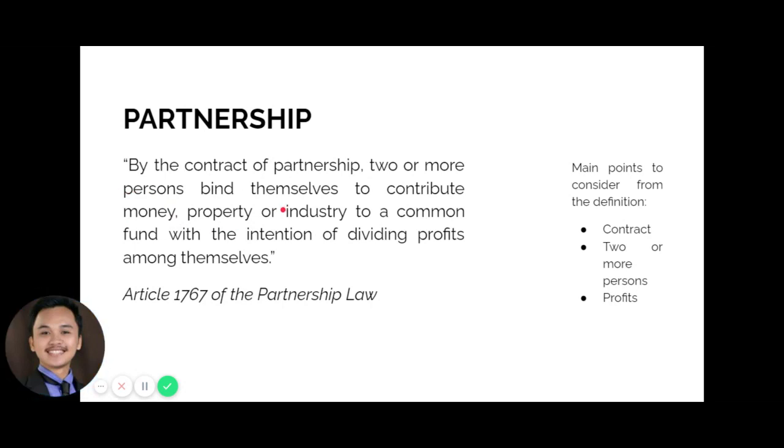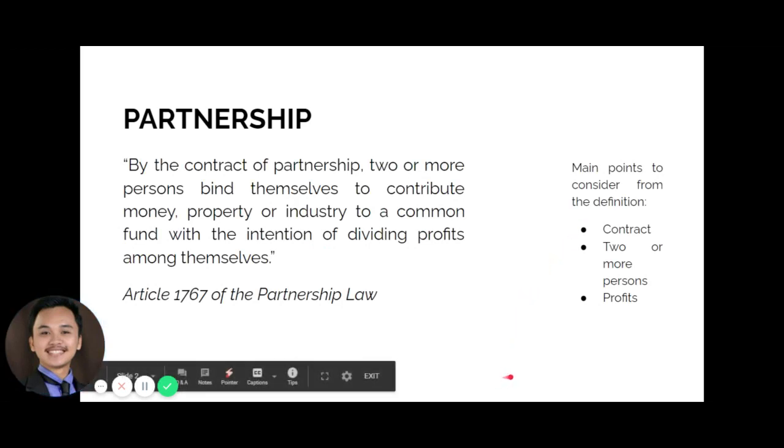And of course, a requisite for any individual to enter into or create a partnership is that there must be at least two or more persons binding themselves. So you cannot enter into partnership if you don't have any partners at all. That is why it's obviously called partnership. And whatever income they have derived from that partnership will be divided among themselves. So in short, it's very important to consider these three main points in the definition of partnership.